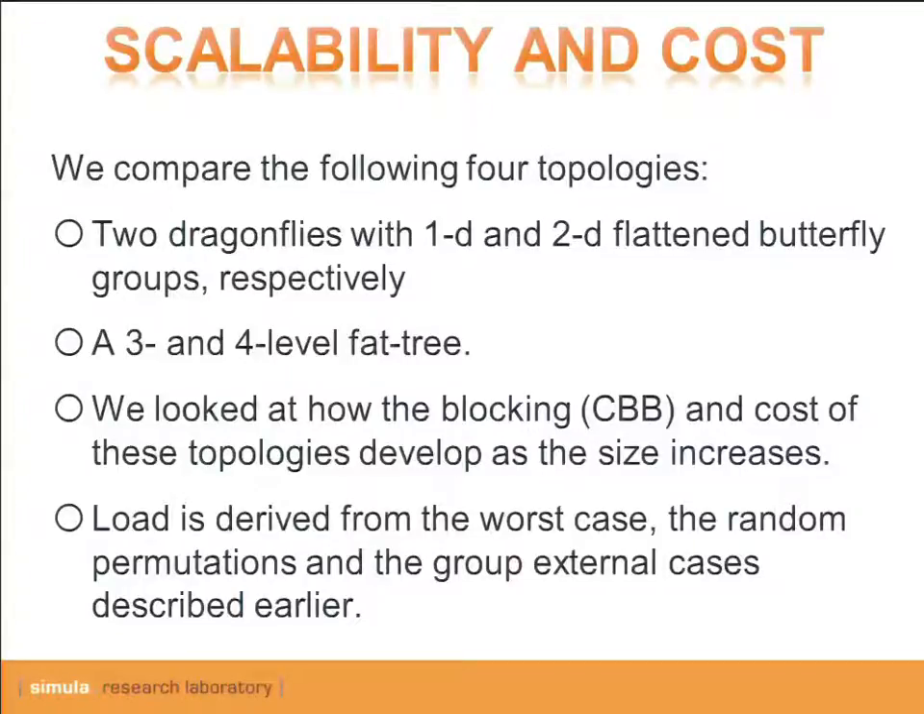Anyway, for the equations we use for the CBB ratio, we then use the random permutation numbers, since these turn out to be identical to the worst case, the different group permutation numbers. And the worst case is, as we saw, quite unrealistic, so we haven't really bothered with that.